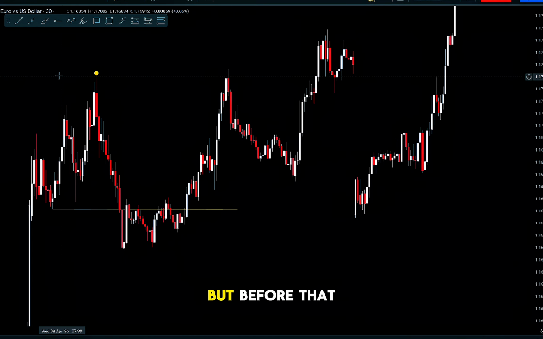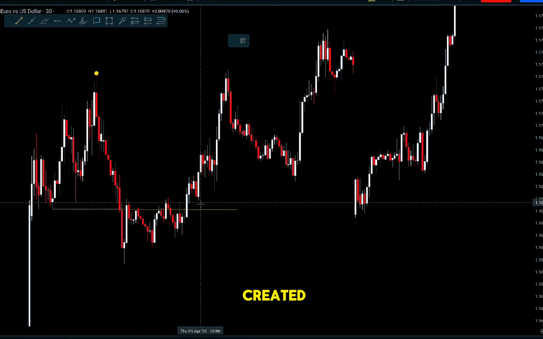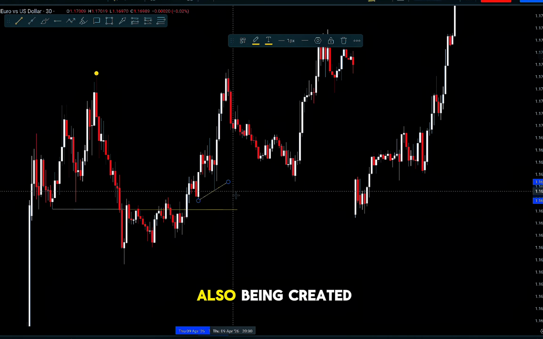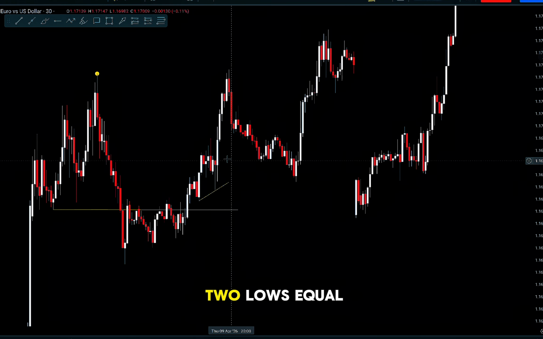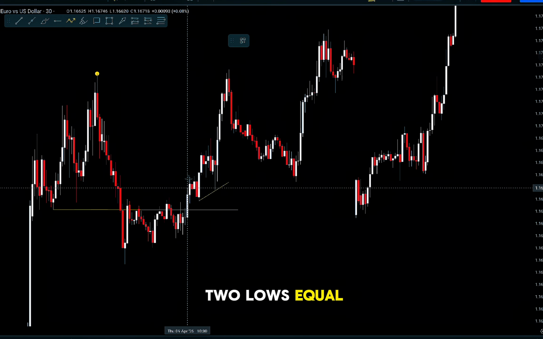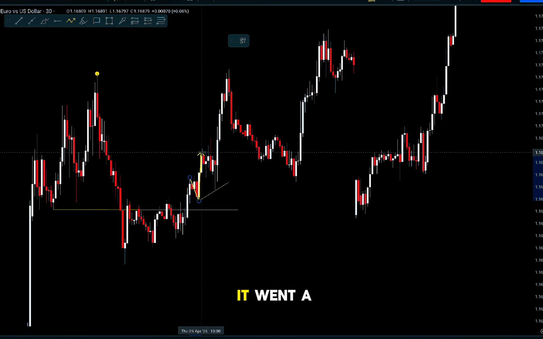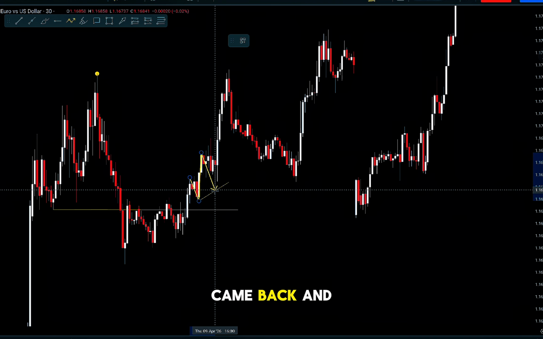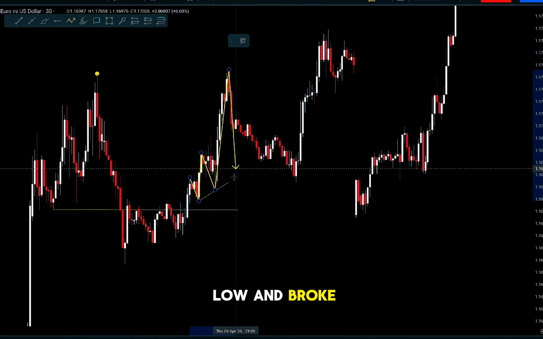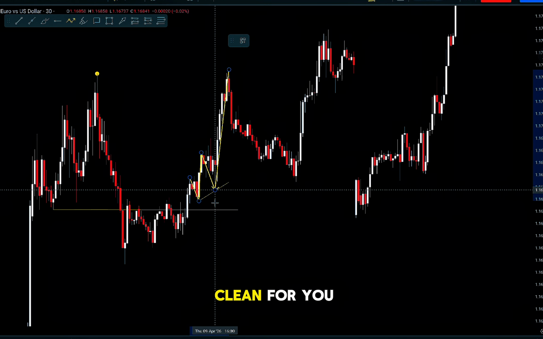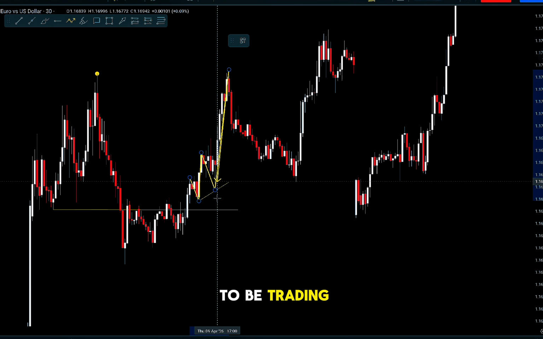This is the low, but before that low was being created, there was this low that was also being created. Now, making these two lows equal lows, we have this: it broke structure, came back, and then created this low and broke it. This is too clean for you to be trading it.